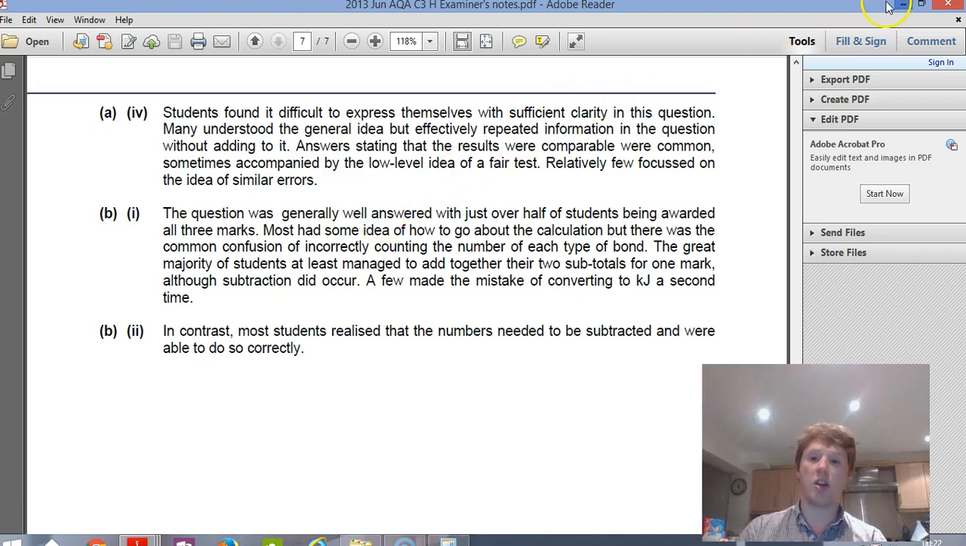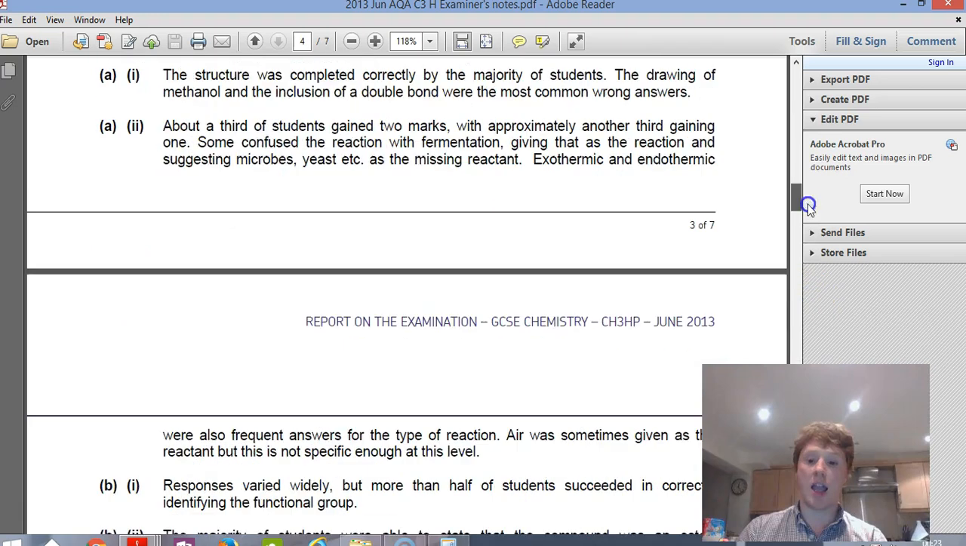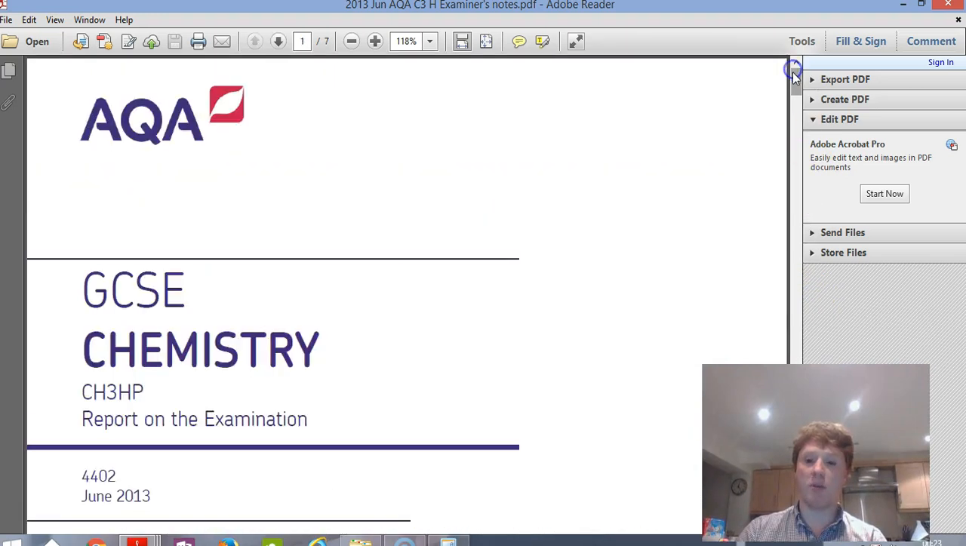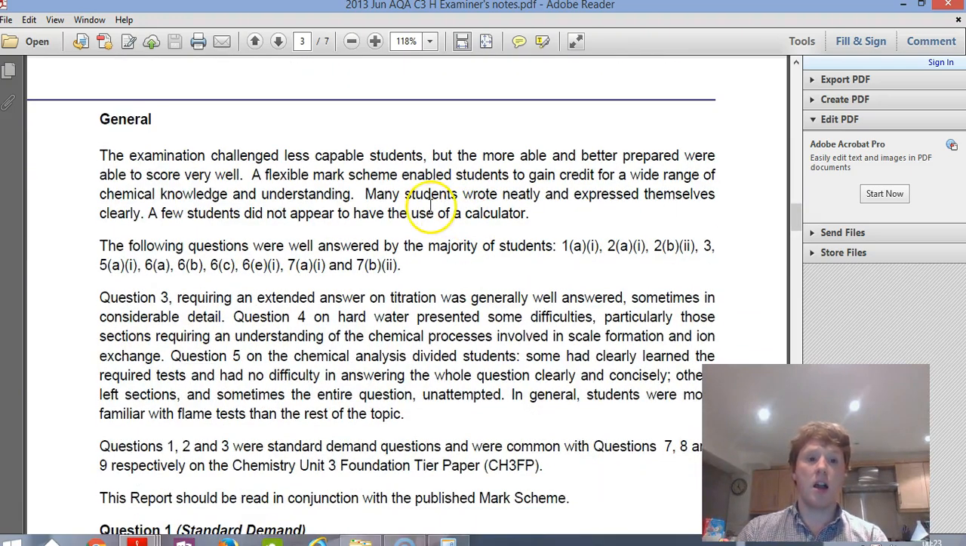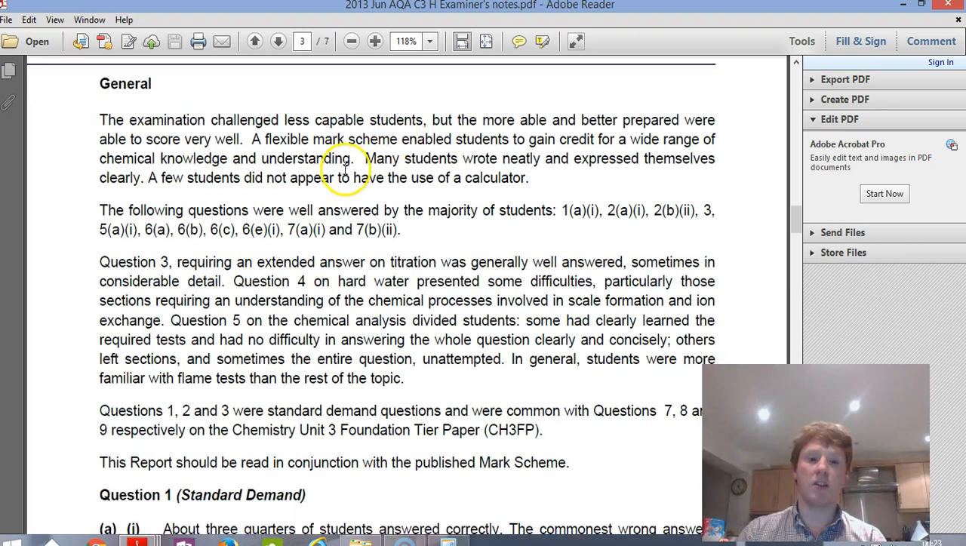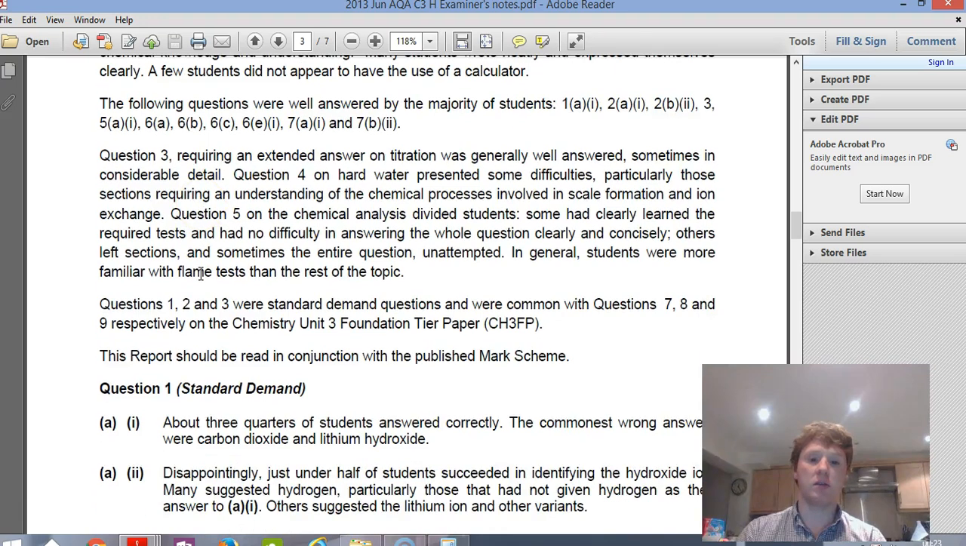Okay, so yeah. If you don't know, examiner's marks have general comments at the beginning as well. They're very useful examiner's notes. Challenge less capable students, able to do very well. It tells you which questions are answered well. So there we go.